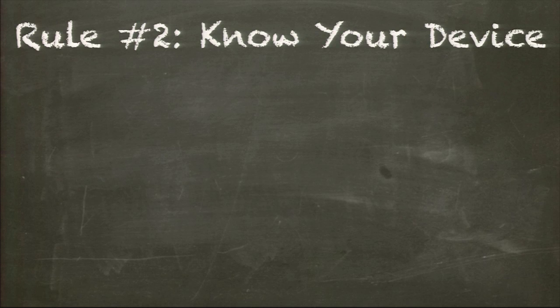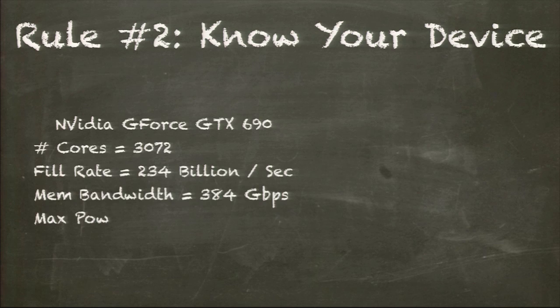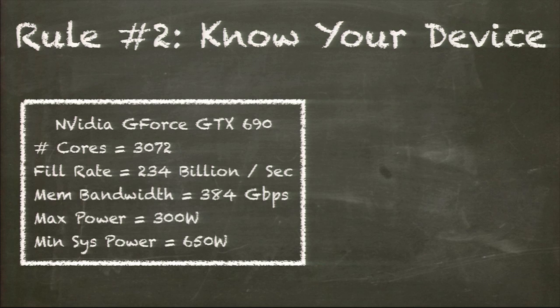Rule number 2, right? Know your device. So these things are really interesting. So here, this is the NVIDIA GeForce GTX 690. It was the top of the line on their website. I went to their website yesterday and I said, okay, what is the absolute fastest graphics card that they have? This is the guy, right? He's got over 3,000 cores in this graphics card. 234 billion texels a second or whatever this thing can push, right? Look at it, it's got 384 gigabits per second on its memory bandwidth. And my favorite is that the graphics card itself requires 300 watts of power in order to operate. All right. I mean, wow.